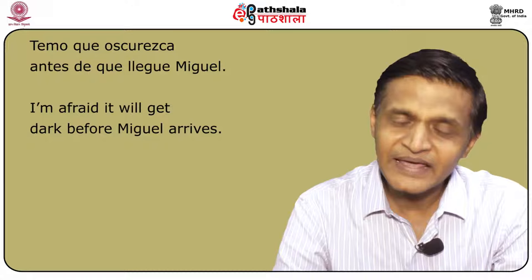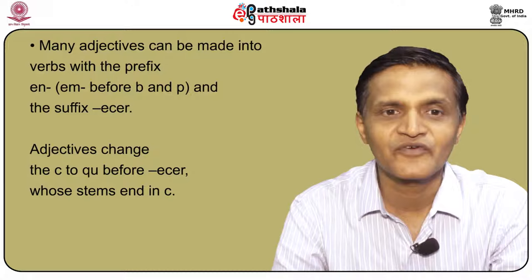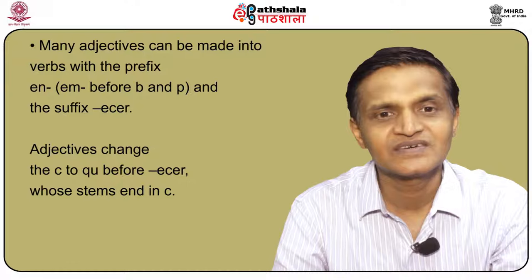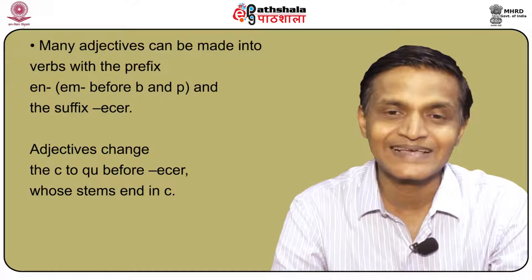Many adjectives can be made into verbs with the prefix en, or em before b and p, and the suffix ecer. Adjectives whose stems end in co change the c to qu before ecer.